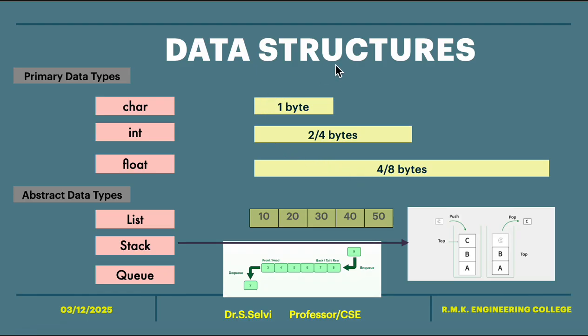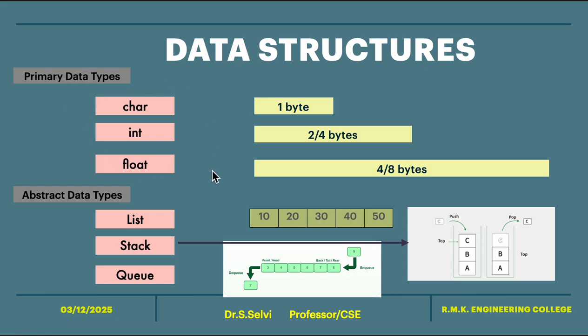So this diagram clearly explains to you the structure of the data depends upon the type of the data. So this is basically how memory is allocated whenever you're going to declare a variable in any programming language. These are all called primary data types.